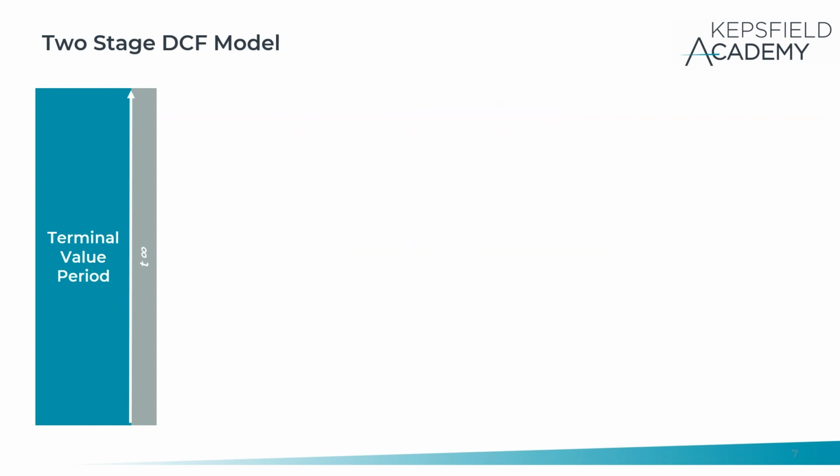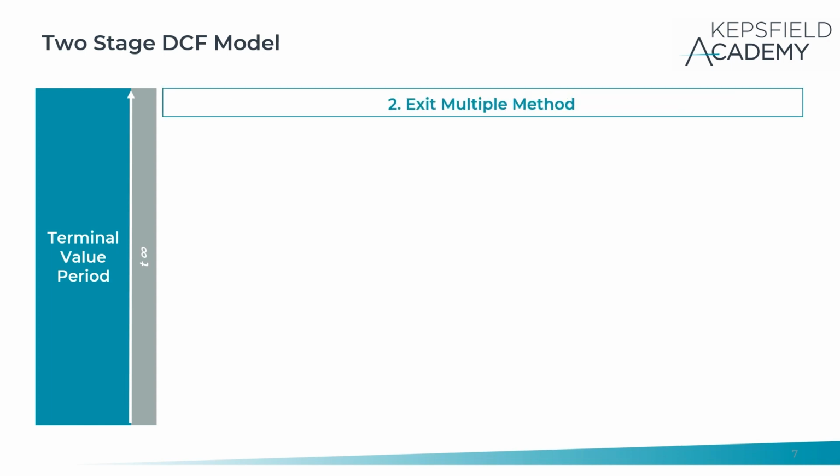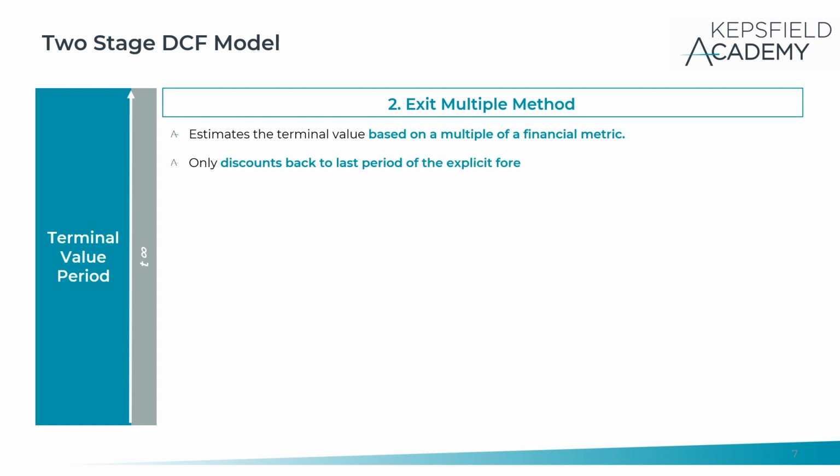The exit multiple method involves estimating the terminal value based on a multiple of a financial metric, such as EBITDA, earnings before interest, taxes, depreciation, and amortization. The multiple is usually derived from comparable company analysis or industry norms.